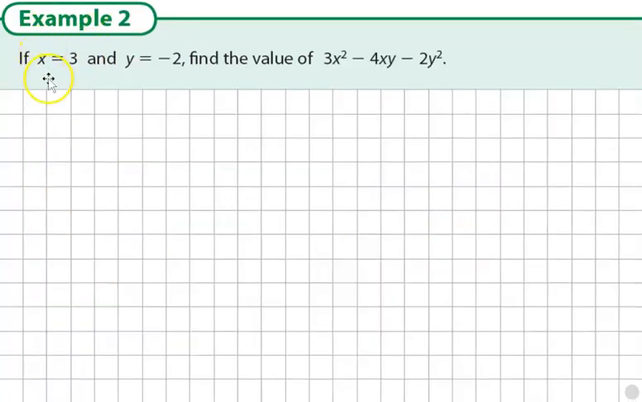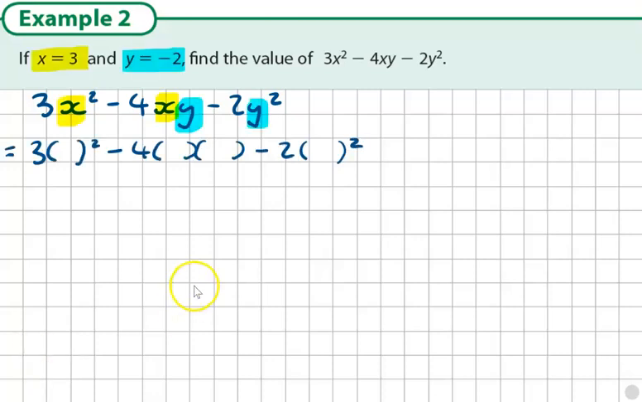Example 2. If x is equal to 3 and y is equal to -2, find the value of 3x squared minus 4xy minus 2y squared. So we start by writing out our expression. Again, we're going to replace every letter with an empty set of brackets. So then we're going to substitute into the brackets. So we're going to replace the x with 3 and that x with 3. And we're going to replace that y with -2 and that y with -2.